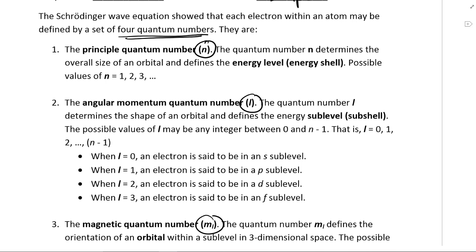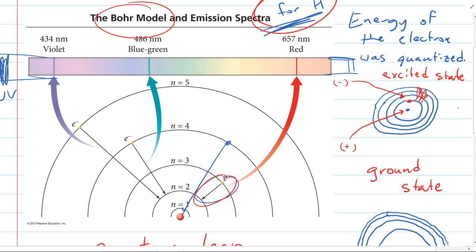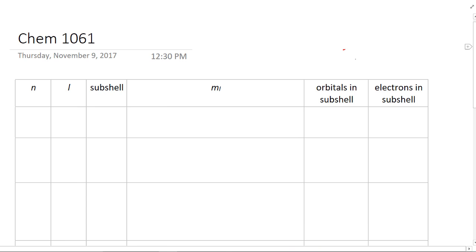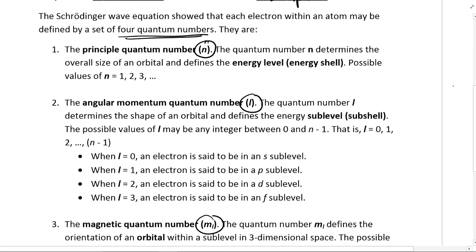So if we go back to our Bohr diagram, this would be just like those principal quantum numbers. That is, as we go away from the nucleus, the values get larger. So bigger n basically means bigger orbitals, more energy. Right. The second quantum number here is the angular momentum quantum number.